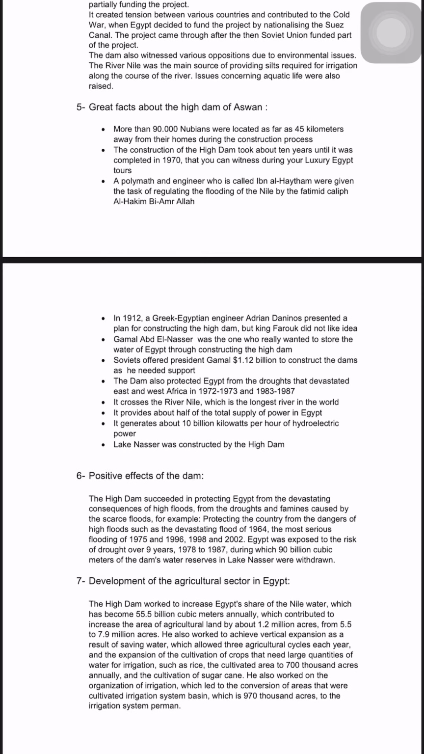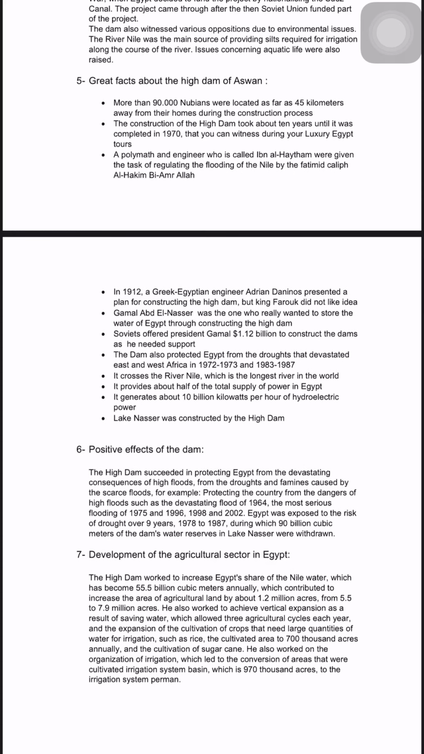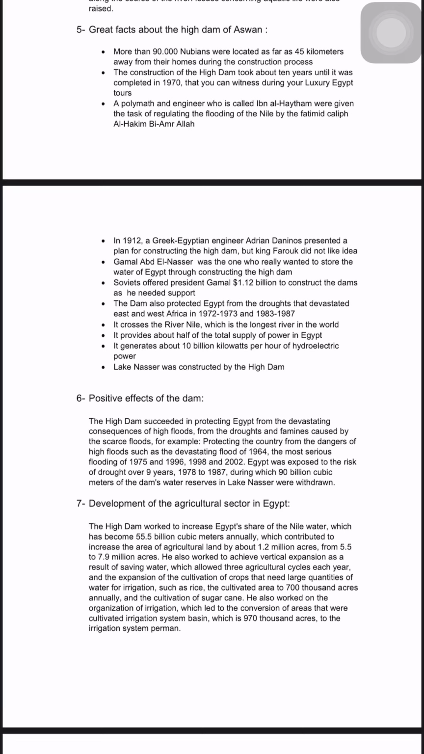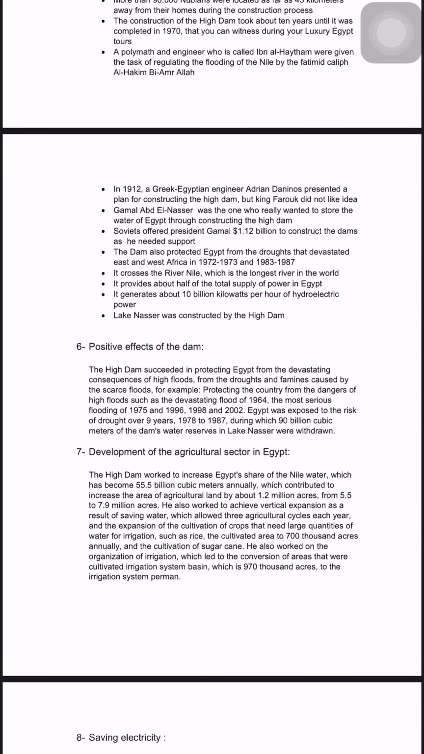In 1912, the Greek Egyptian engineer Adrian Daninos presented a plan for the construction of the High Dam, but King Farouk didn't like the idea. Gamal Abdel Nasser was the one who really wanted to store the water of Egypt through the construction of the High Dam. The Soviets offered President Gamal 1,012,000,000 to construct the dam, as he needed support.